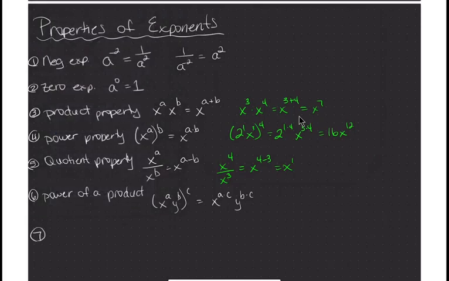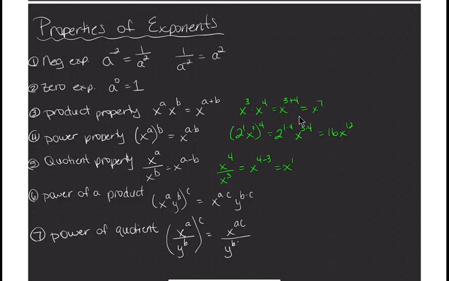Number 7 would be the power of quotients. Quotient means divide, right? So this is saying if we had x raised to the a divided by y to the b, but this whole entire thing is raised to the c power, we again just have to make sure that we share our c with everybody. So this is going to become x to the a times c divided by y to the b times c.